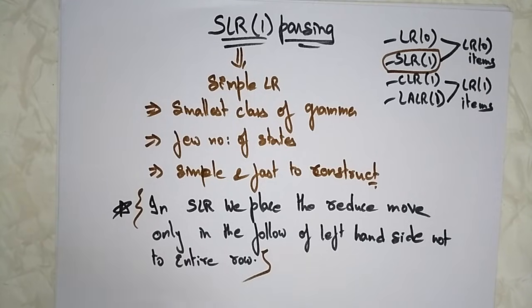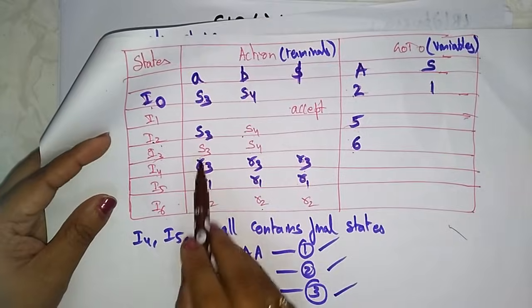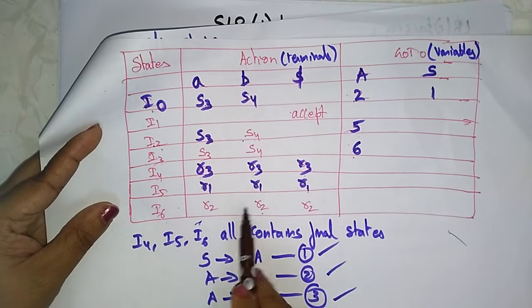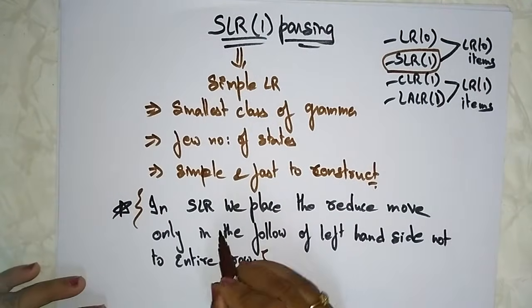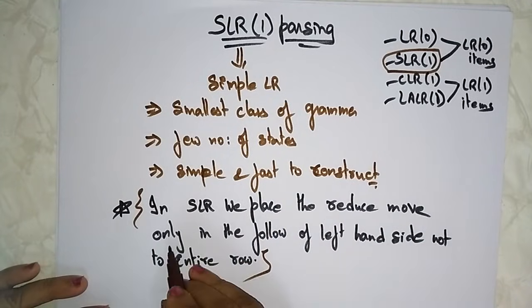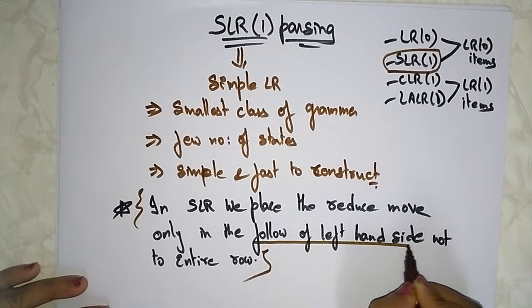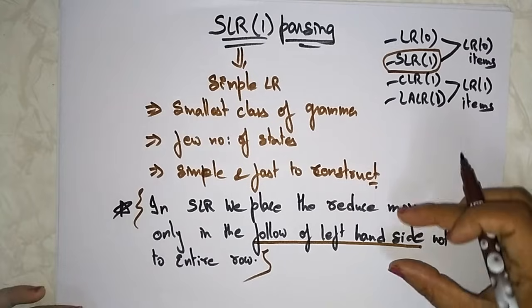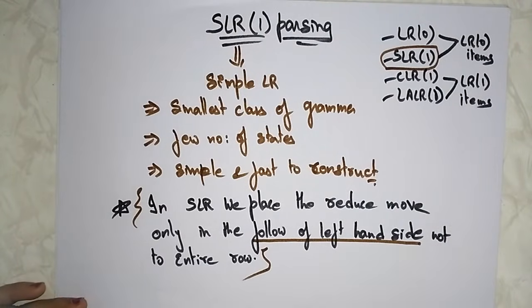Let me show you the table. In LR(0), we place the reduce moves in the entire row, for all the terminals: R3, R3, R3, R1, R1, R1, R2, R2, R2. But here in SLR, we write the reduce moves only in the follow of the left hand side production, not in the entire row. Only for those terminals in the follow do you need to write the reduce move. I will explain this clearly while constructing the SLR parsing table, so just remember this point. Let me start the example.